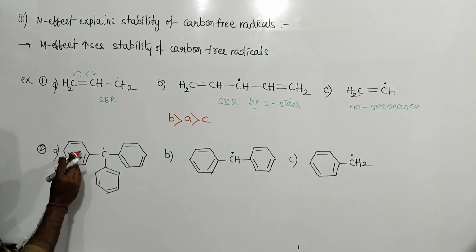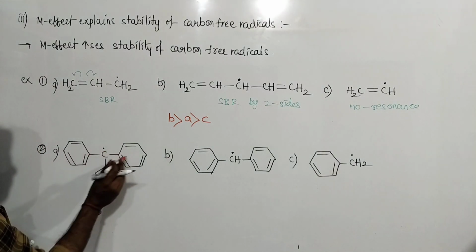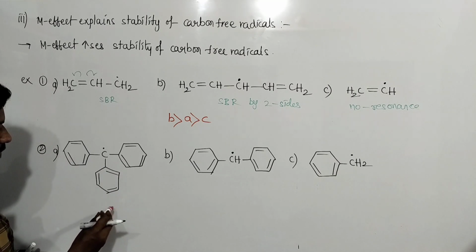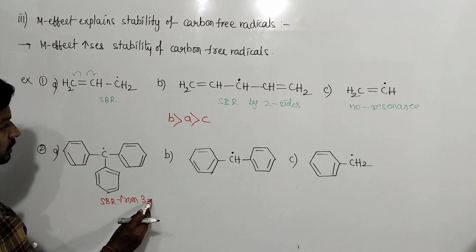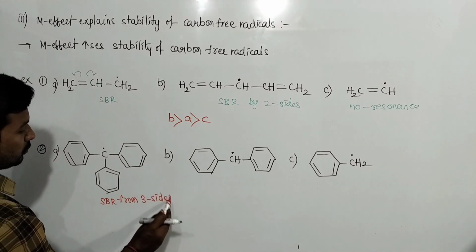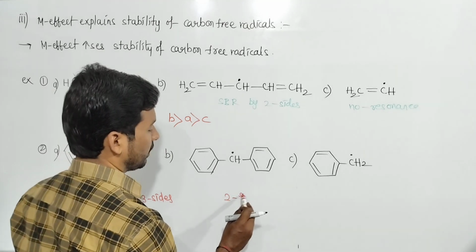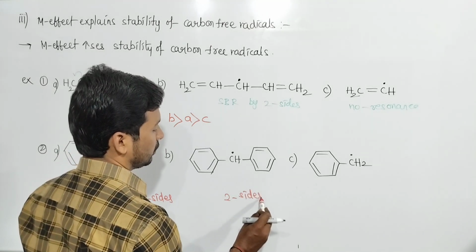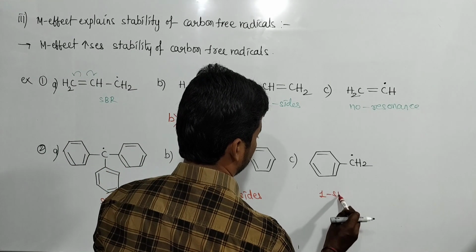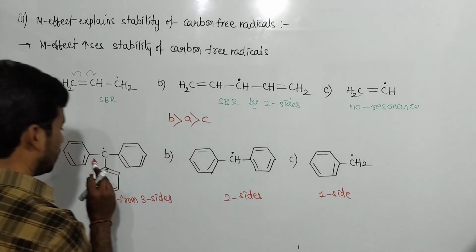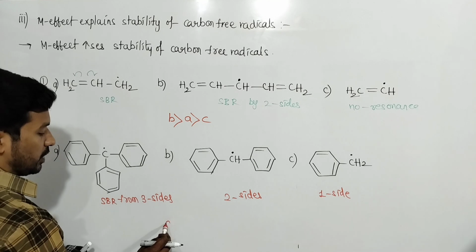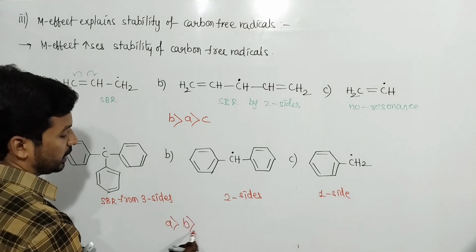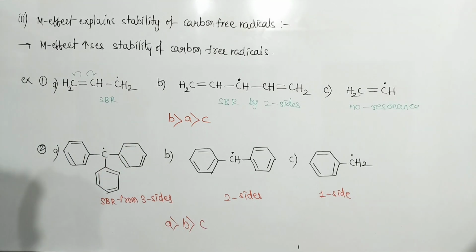Here there are three resonance forms, three resonating groups, stabilized by resonance from three sides; then two sides; then one side. So which one is more stable? Definitely this one is more stable. It liberates more number of resonating structures. A is more stable than B, and B is more stable than C. Okay, take this one.